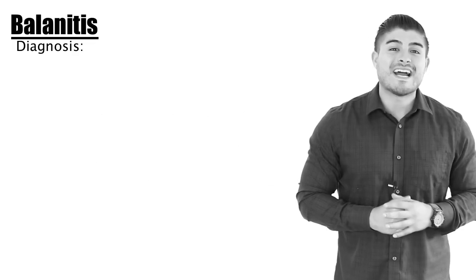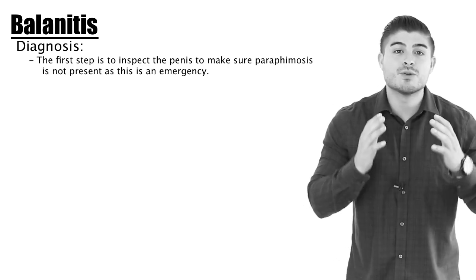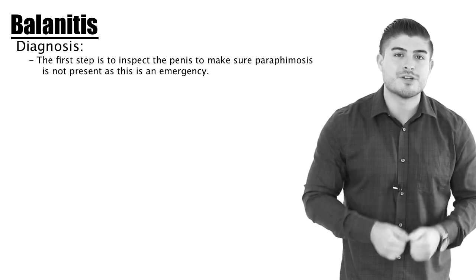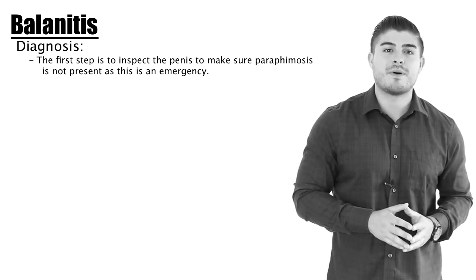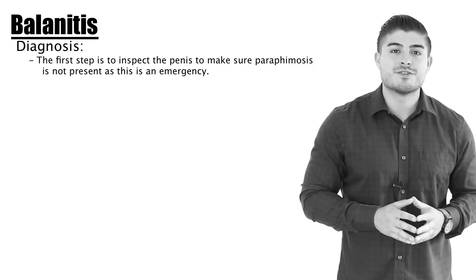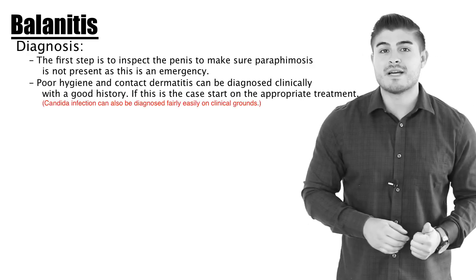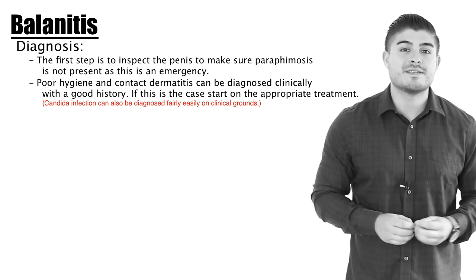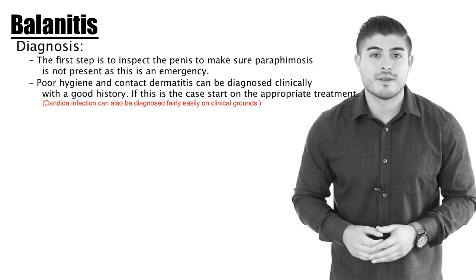Moving on to the diagnosis of Balanitis. Now, the very first thing that we have to do is exclude the possibility of paraphimosis. Like we said, this is a urological emergency, and we really don't want to miss this diagnosis. Once we've excluded that possibility, the next step is to do a history and a physical, and we can diagnose contact dermatitis, poor hygiene, and candida infection on clinical grounds. These are fairly easy to diagnose, and go ahead and start the patient on treatment as appropriate.